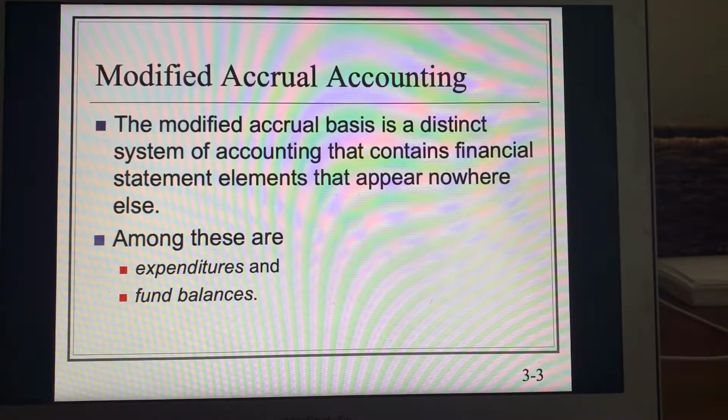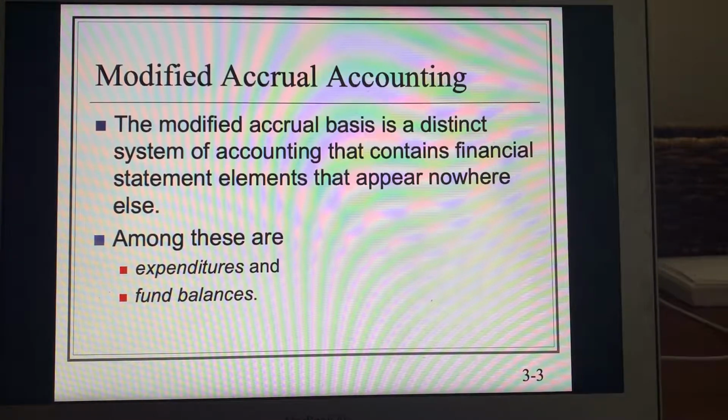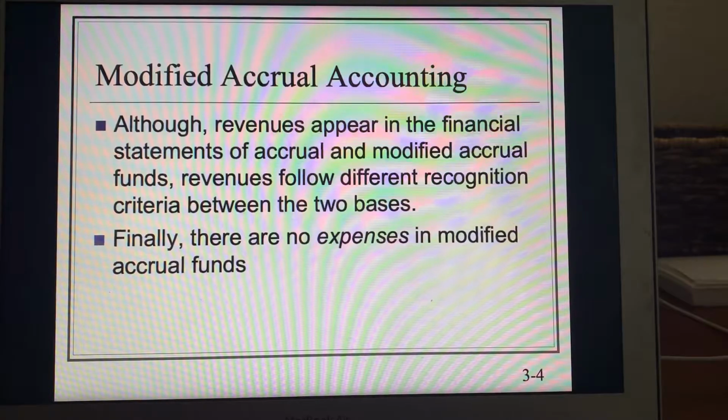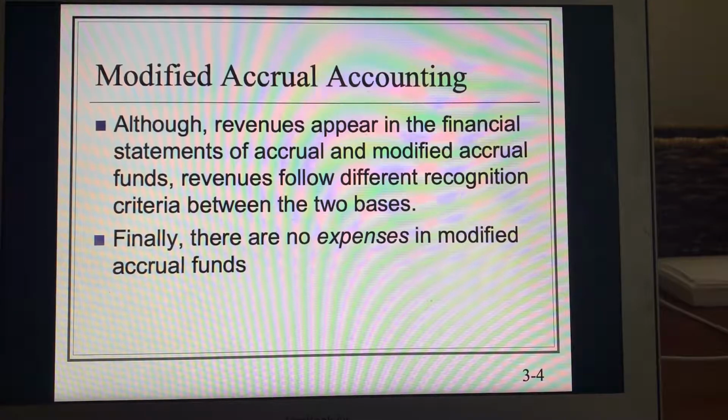So modified accrual accounting, the modified accrual basis is a distinct system of accounting that contains financial statement elements that appear nowhere else. Among these are expenditures and fund balances. Again, although revenues appear in the financial statements of accrual and modified accrual funds, revenues follow different recognition criteria between the two bases. Finally, there are no expenses in modified accrual funds.